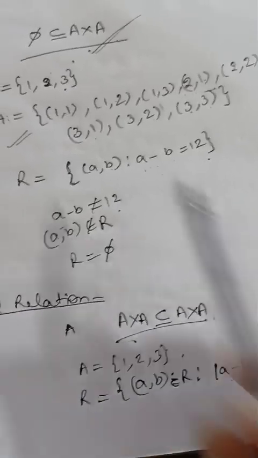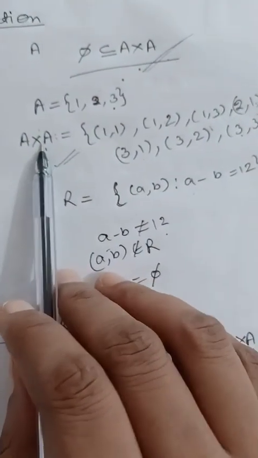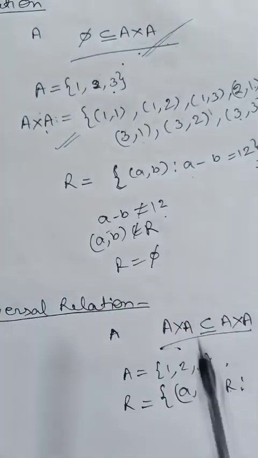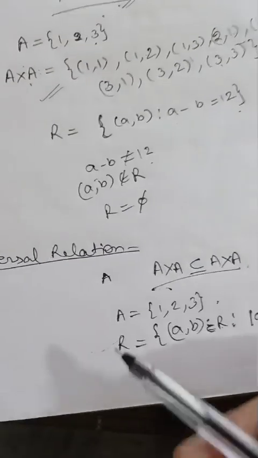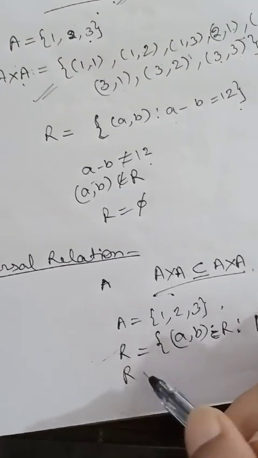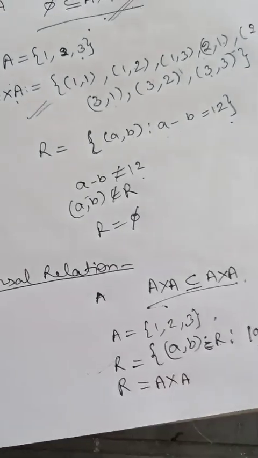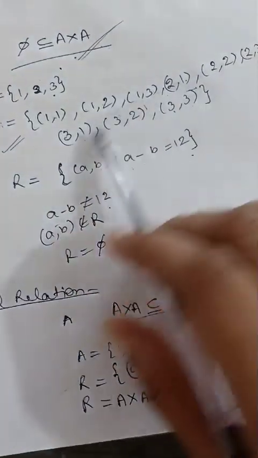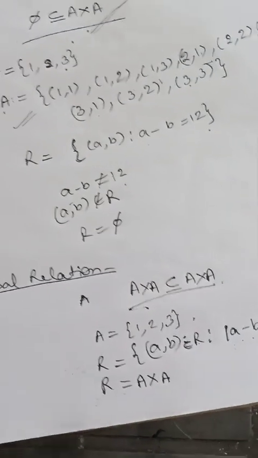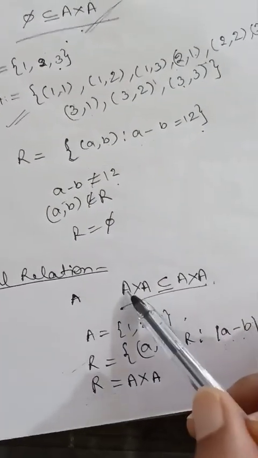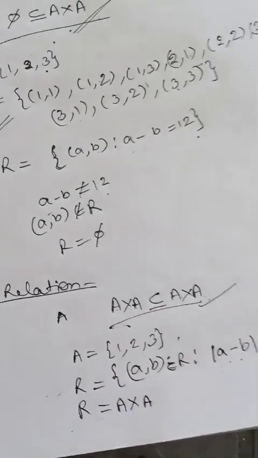In this case each element of the cross product will be part of the relation R. Okay, then you can say R equals A cross A. The complete A cross A will be the relation, and that's why this relation, R subset of A cross A, is verified.